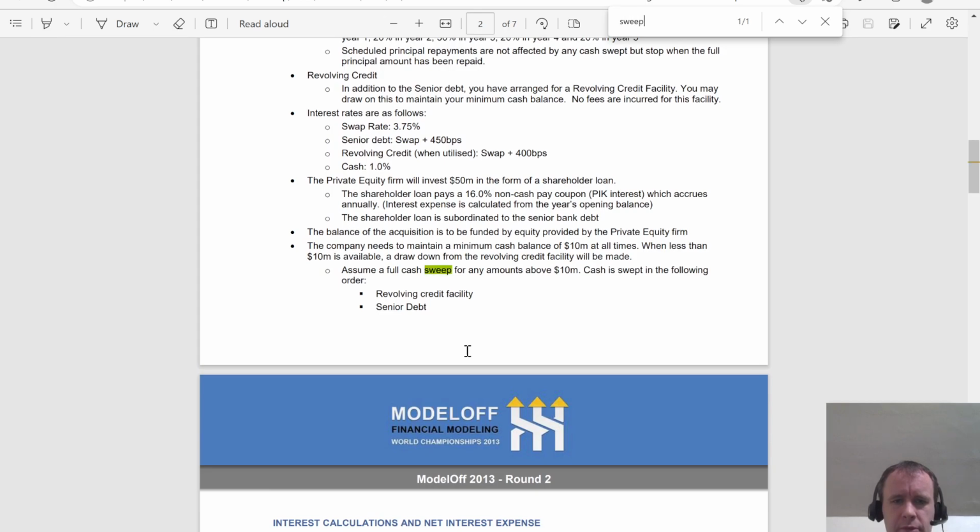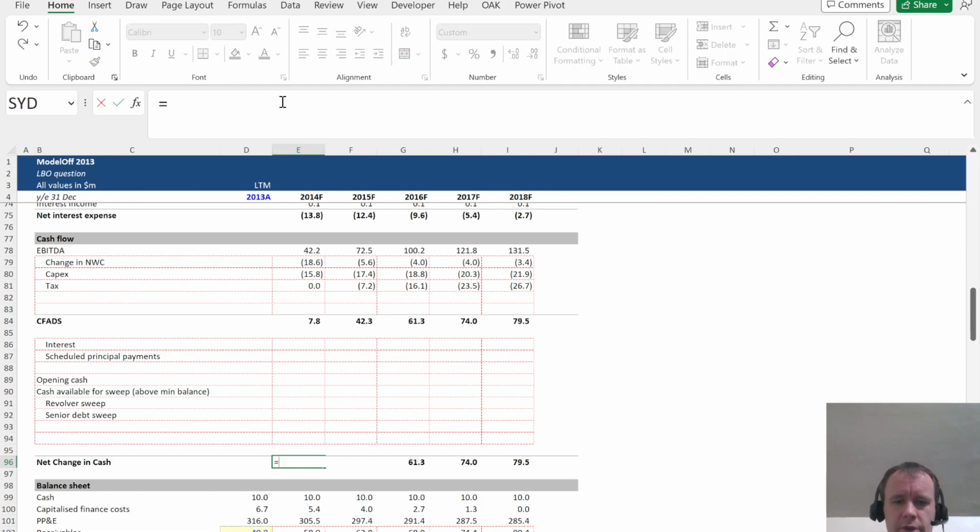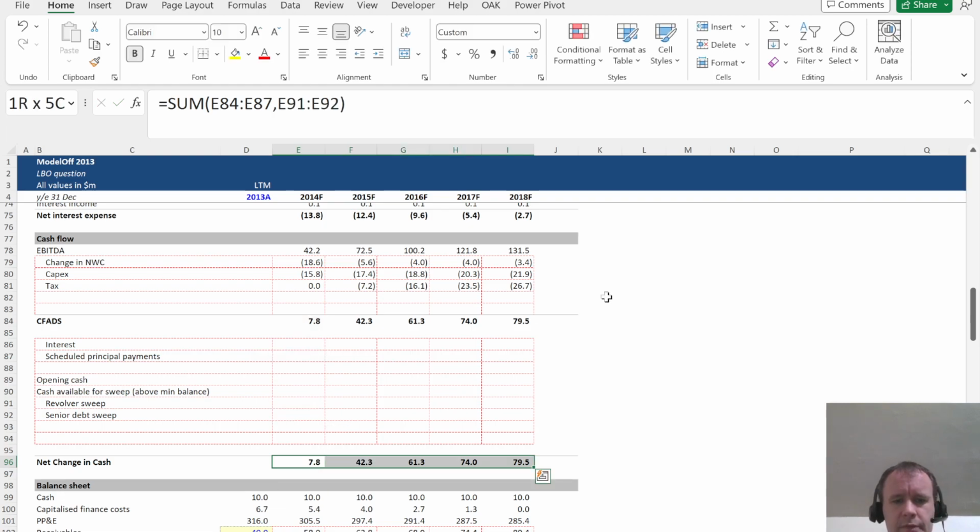Where's the word sweep? Here. Yes. So first we sweep to the revolving credit facility until that's paid off. Then we sweep to senior debt. So revolver sweep, senior debt sweep. And then we'll get down to net change in cash. So I'm just going to change this formula here. It's going to be a sum of CFAs, interest, scheduled principal payments, and revolver and senior sweep. Copy across.